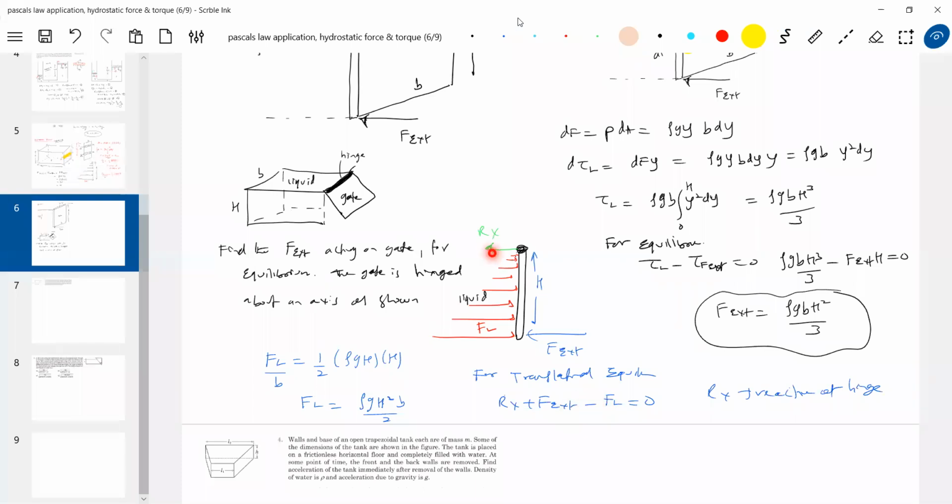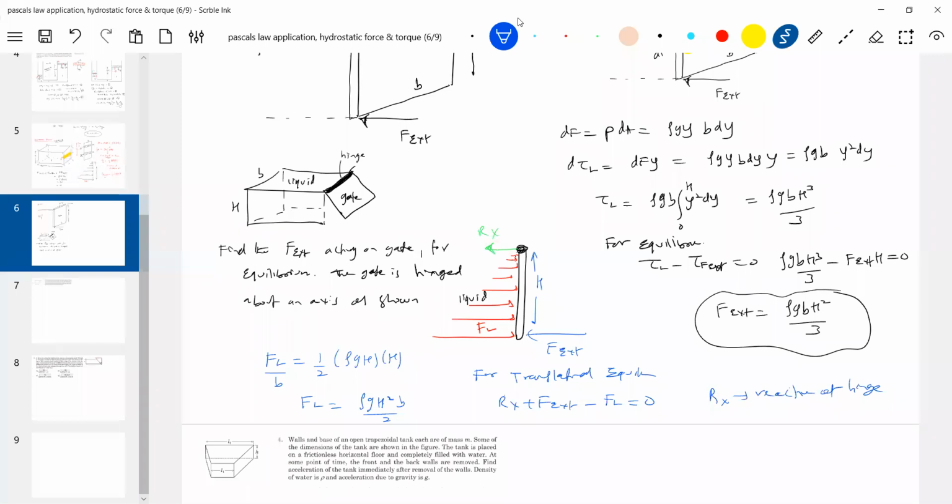These two are not equal. So therefore a reaction at the hinge will come. What is the direction? I'm not sure. Left or right? If FL is greater than F external, Rx will come here. If F external is greater than FL, the reaction will come towards the right. So the Rx direction depends upon these two values. We know F external, we know FL, substitute that.